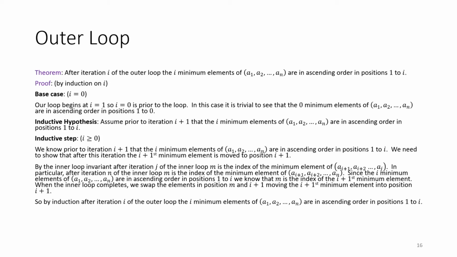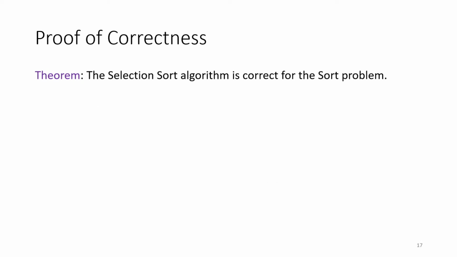Well, how are we going to use this? Just like we applied the inner loop invariant here, we're now going to apply the outer loop invariant to say, we don't need to be worried about any one particular iteration except for the last iteration. What was the last iteration? So let's put that last proof together and argue that our algorithm is correct for the sort problem in the same way bubble sort was.